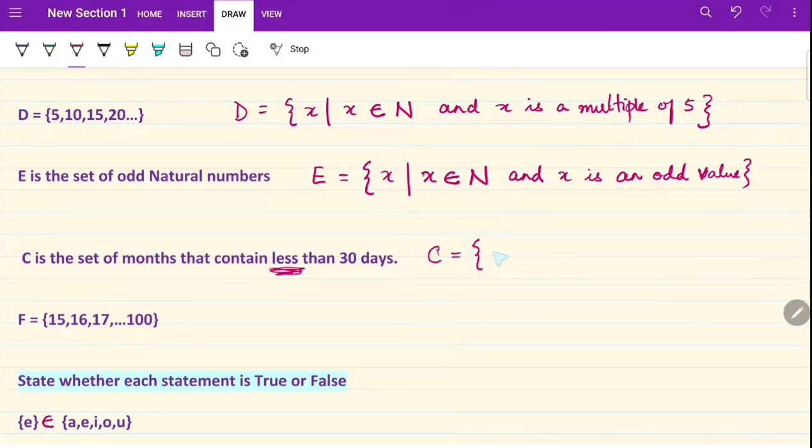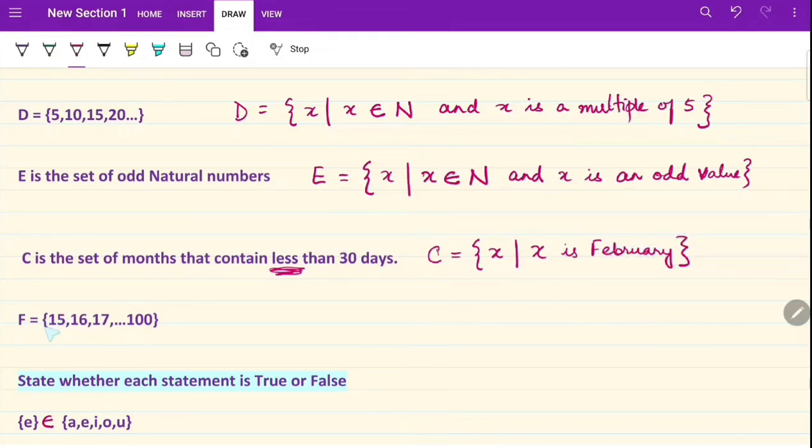open your curly bracket, X such that, that vertical bar for such that X is, what is a month that has less than 30 days? There's only one month in the calendar which has less than 30 days, and that's February. So just write X is February, right?